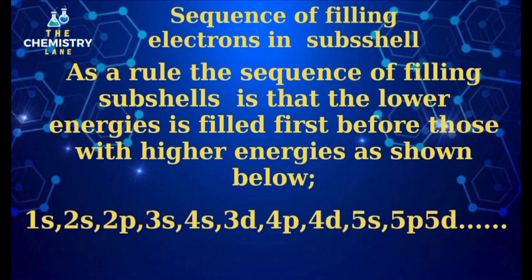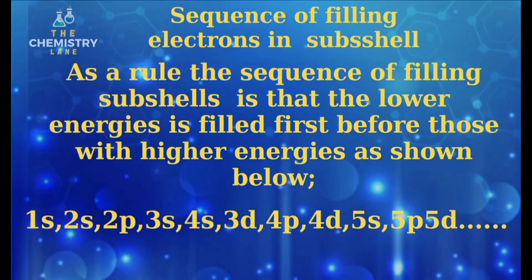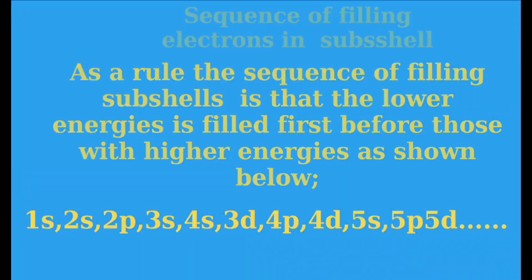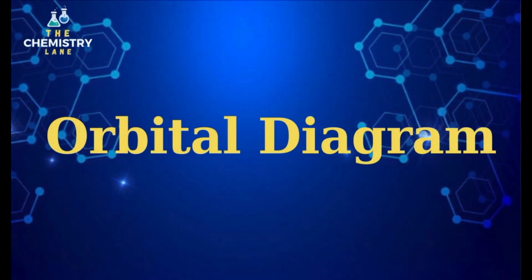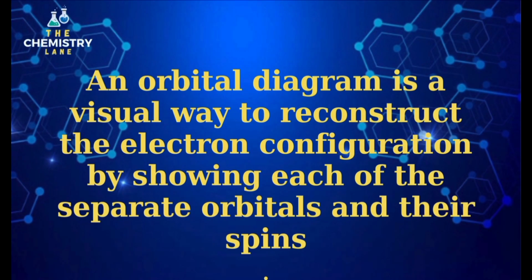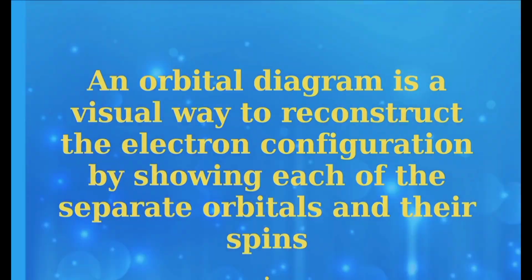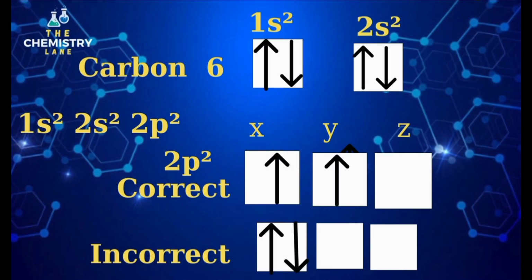Now these 3 rules will be put into practice, and one of them is this sequence of filling electrons, which comes from the Aufbau principle that says electrons in the lower energy orbitals are filled first. So in this format, we fill 1s, 2s, 2p, 3s, and they go on like that according to their energy level. The orbital diagram is a visual way to represent the electron configuration by showing each of the separate orbitals and their spin.